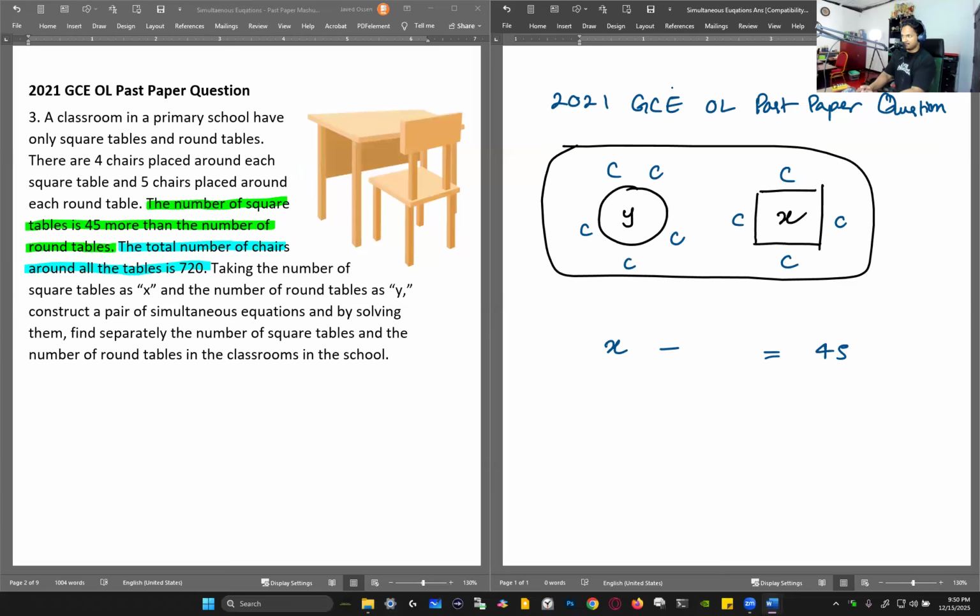So x is the higher number. x minus y equals 45. This is equation A. If you got this equation, please drop me a message, or raise your hands up. You got this equation.